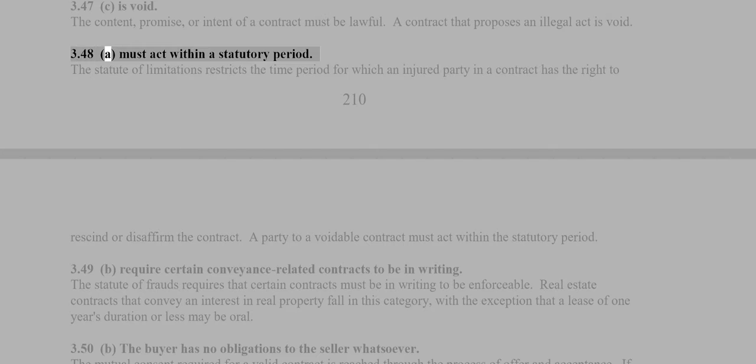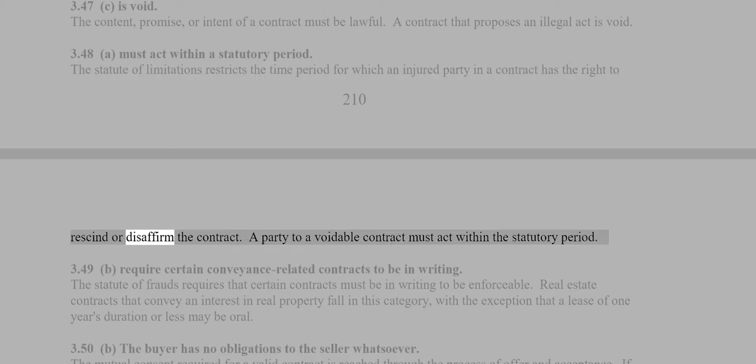3.48 a. Must act within a statutory period. The statute of limitations restricts the time period for which an injured party in a contract has the right to rescind or disaffirm the contract. A party to a voidable contract must act within the statutory period.